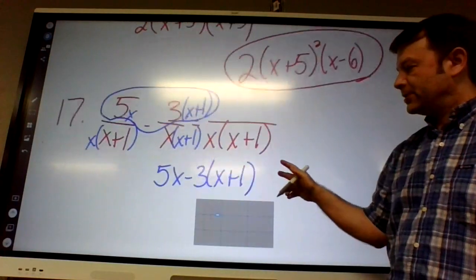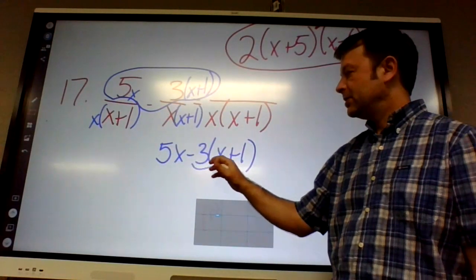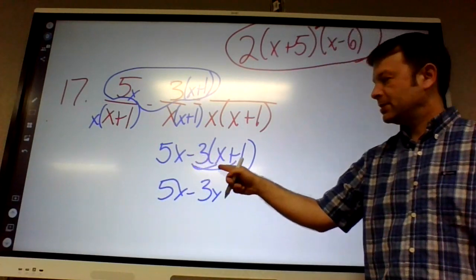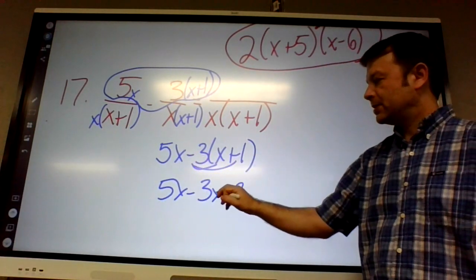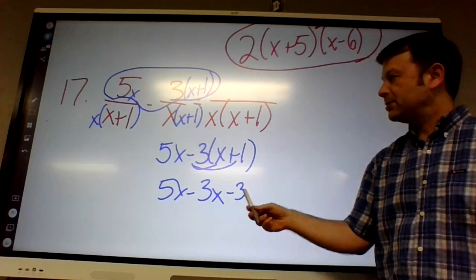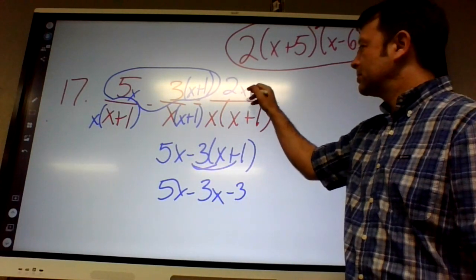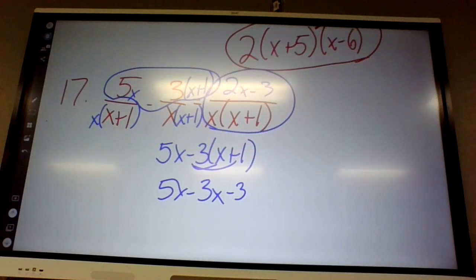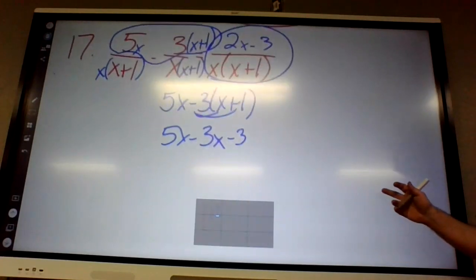So what should we do first? So it's 5x minus 3x minus 3. So it's 2x minus 3. Can you not reduce it? Can we reduce it? No. 2x minus 3 is like one thing. So it could only reduce with 2x minus 3.